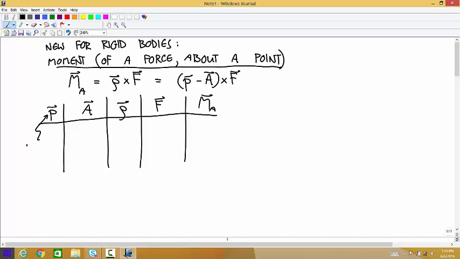So this is the point where the force is applied. I know you already have this, but I'm using psychology to make you repeat it. This is the about point.